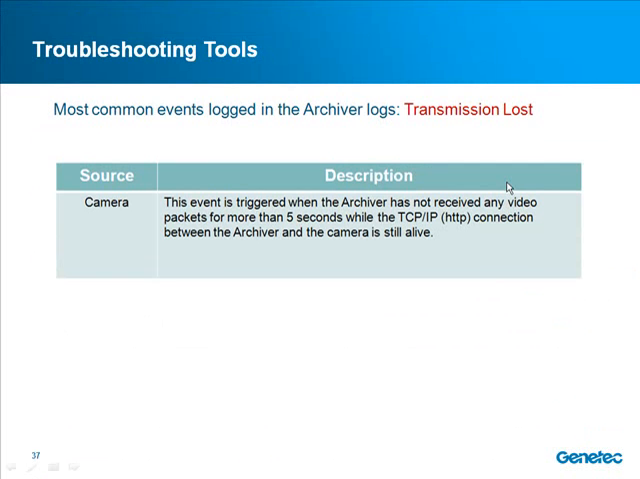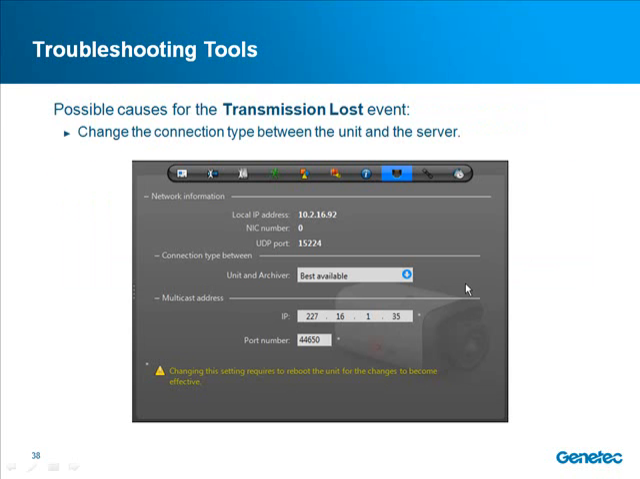Our next archiver log event that we want to keep our eyes peeled for is the transmission lost message. This event is generated when the archiver hasn't received any video packets from the unit in more than 5 seconds. The TCP command and control connection will still be active, but we're not getting anything from the video stream. The first thing to try to change is the connection type between the unit and archiver. This can be found in the Network tab for the camera itself. By default, it's set to Best Available, but we can try to force it to use Unicast UDP or the multicast stream to see if those are coming through.